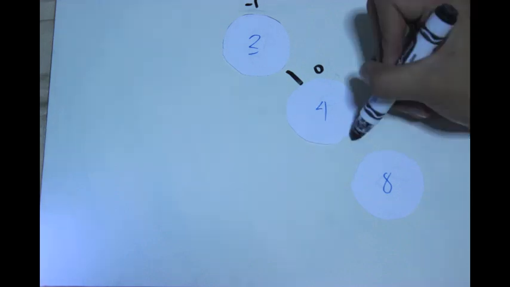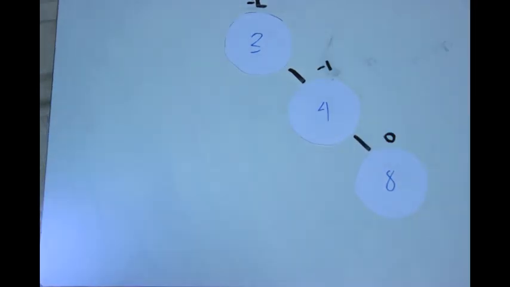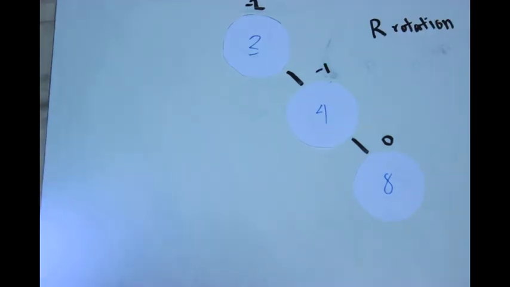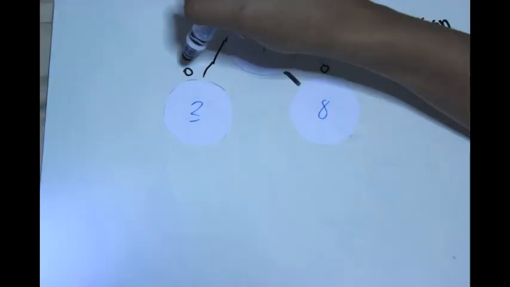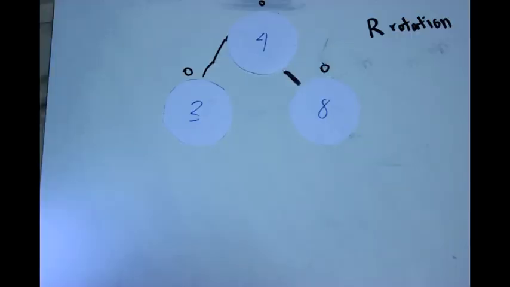Again, check the balance factor. Balance factor of 8 is 0, 4 is negative 1, but this time the balance factor of 3 is negative 2, indicating that it is unbalanced. Since the balance factor of 3 is negative 2 and the balance factor of 4 is negative 1, we perform left rotation. Again, we check the balance factors. Now all the balance factors are equal to 0, indicating that it is balanced.